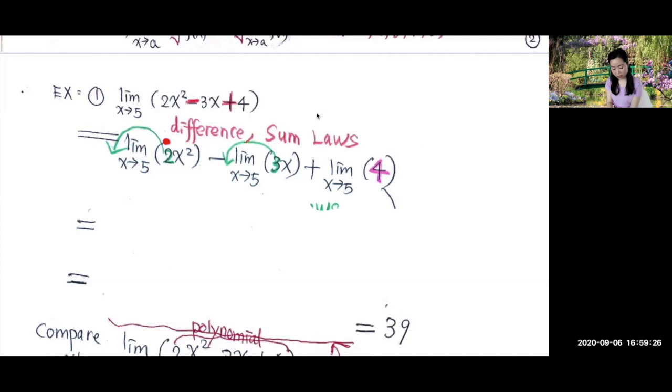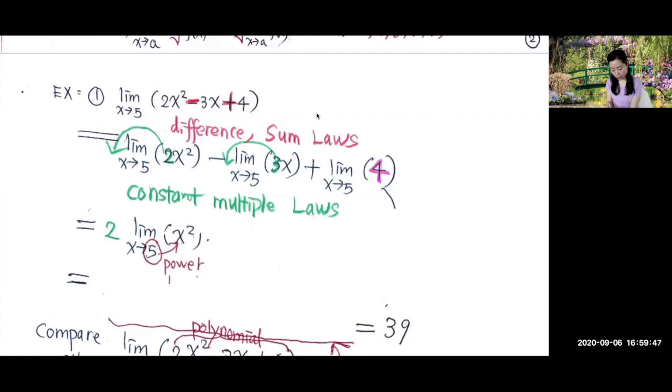After that, we can bring out this constant multiple in front of this limit and this constant multiple in front of this limit. So we're using the constant multiple law. Now what happened to this limit here? 4 is a constant. The limit of a constant is that constant itself, so that should be equal to 4.